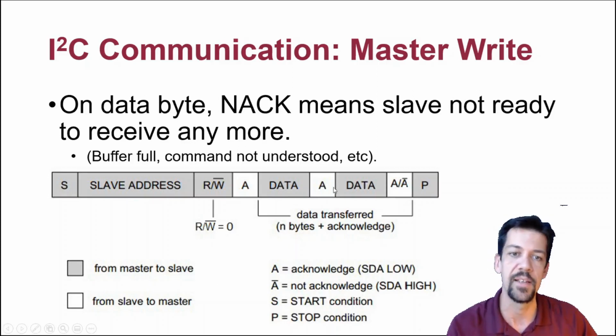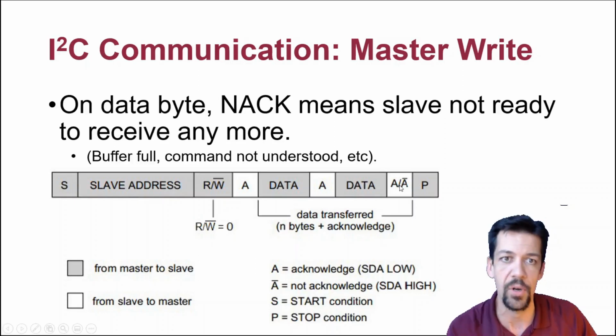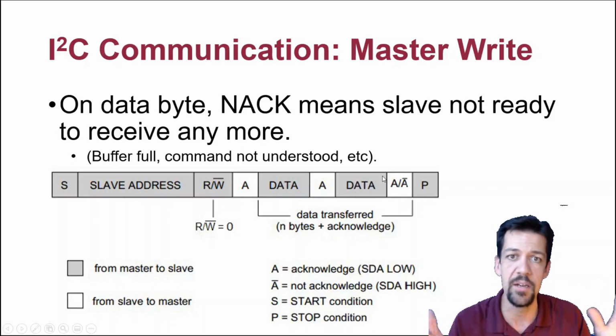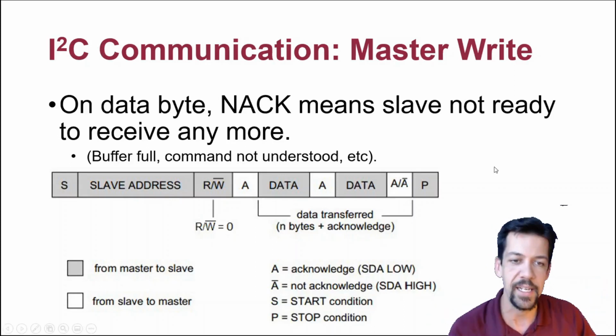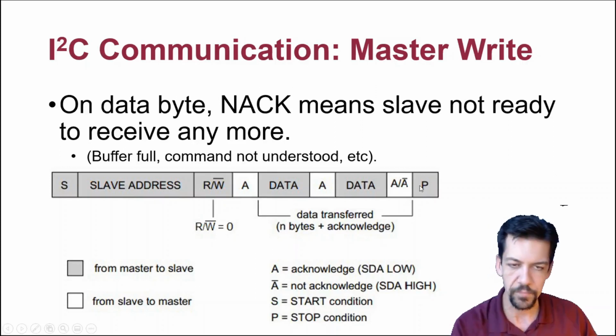The slave acknowledges. Then the master sends some data. Then at the end, it'll either acknowledge or not acknowledge, and this is up to the protocol in the device. It might be saying, hey, I'm done, no more data. And then the master will initiate a stop bit at that point.